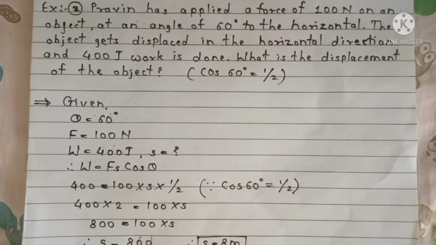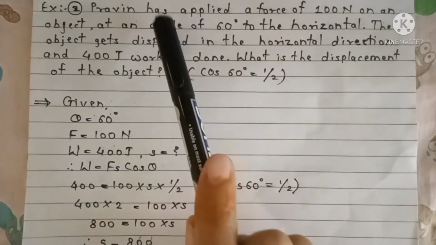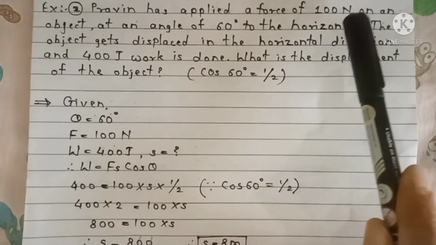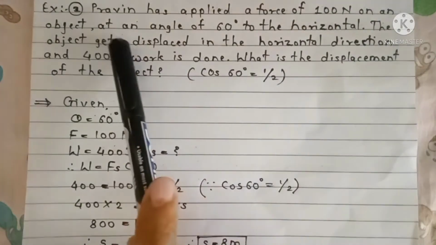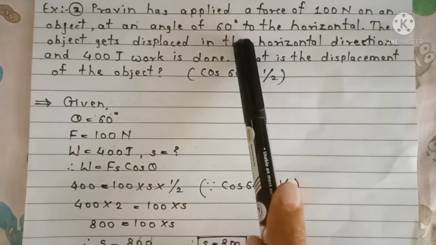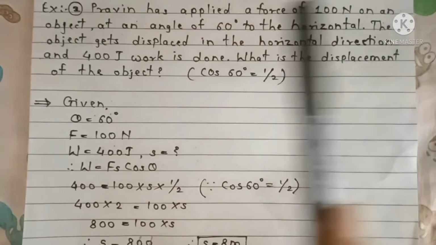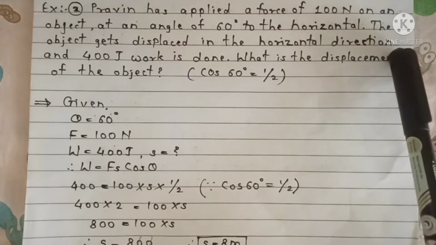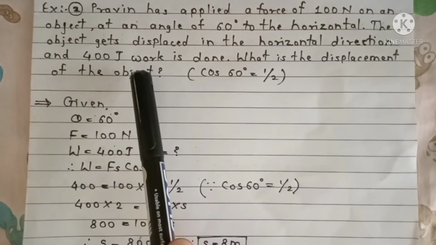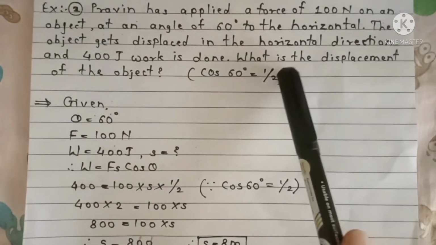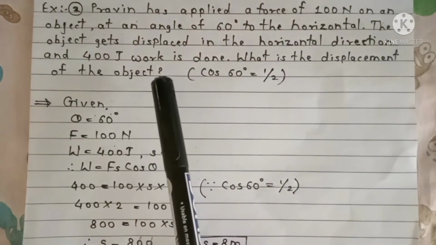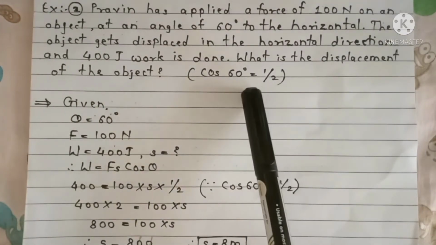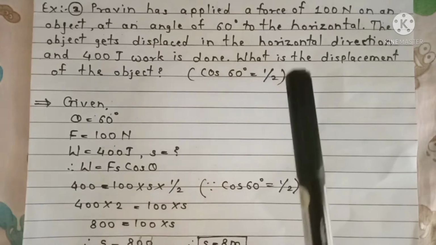Now let us see example number 2. Praveen has applied a force of 100 Newton on an object at an angle of 60 degree to the horizontal. The object gets displaced in the horizontal direction and 400 joule work is done. So what is the displacement of the object? Cos 60 degree is equal to 1 upon 2.